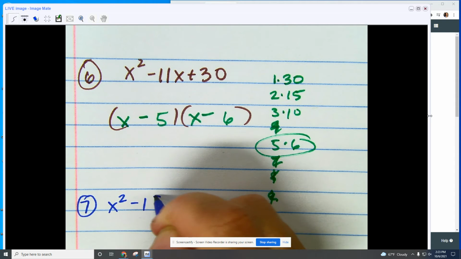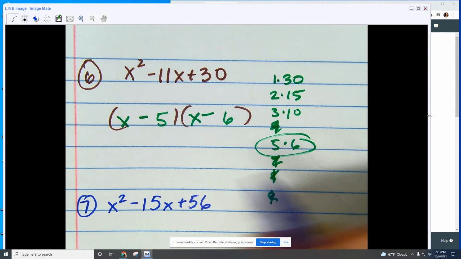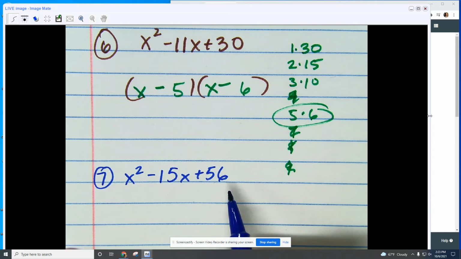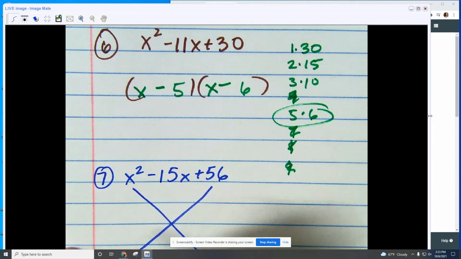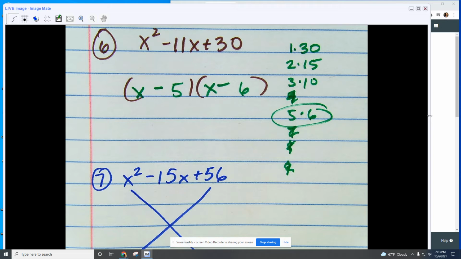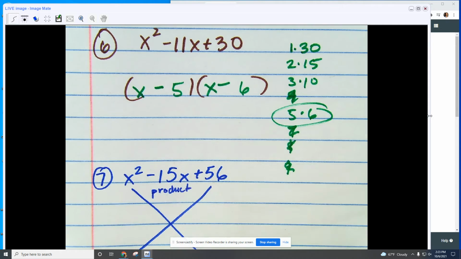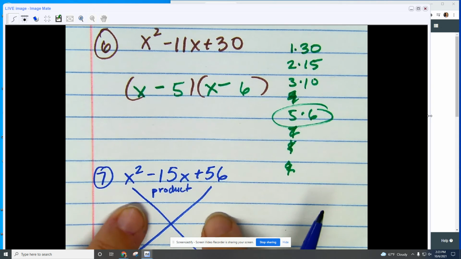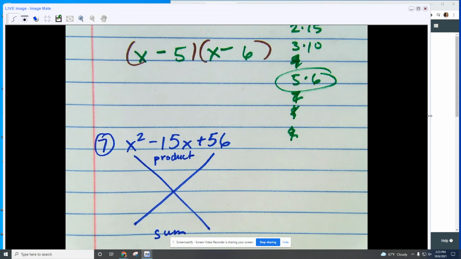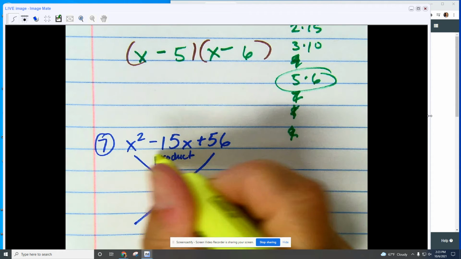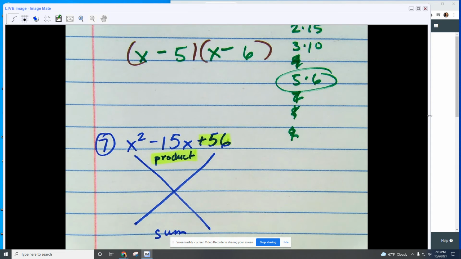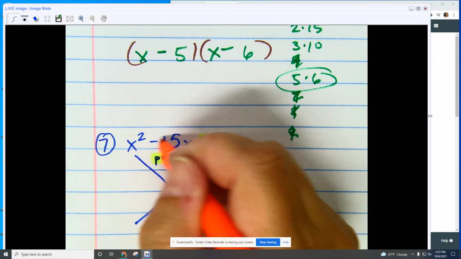Please write this down. After you write down x squared minus 15x plus 56, you're going to draw me a big ol' X right underneath like this. Let me see that X. In this X, we write the product in the top. We write the sum in the bottom, and then we find the 2 factors from those. In this X, we write the product in the top. We write the sum in the bottom. And then we find the 2 factors for this.